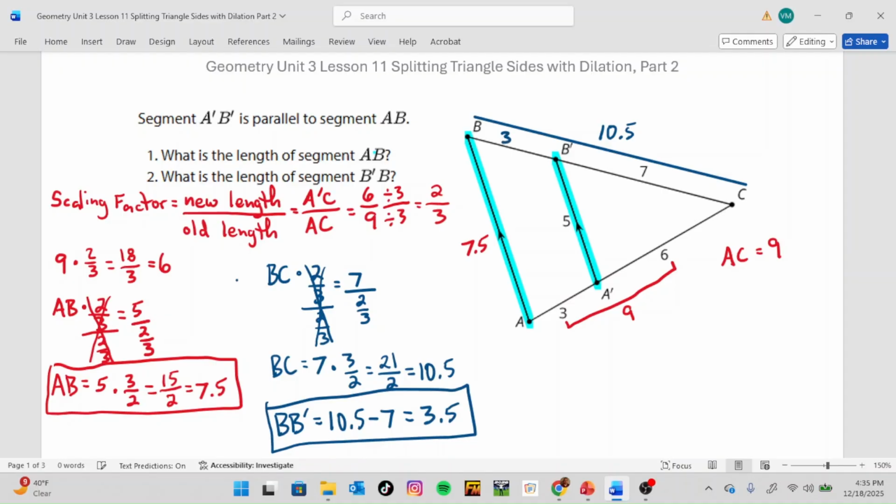So this little missing segment in here is 3.5.